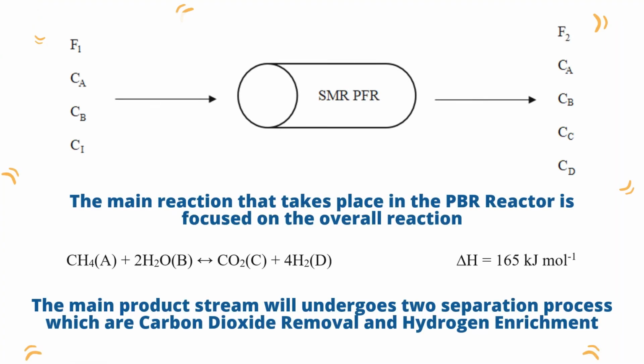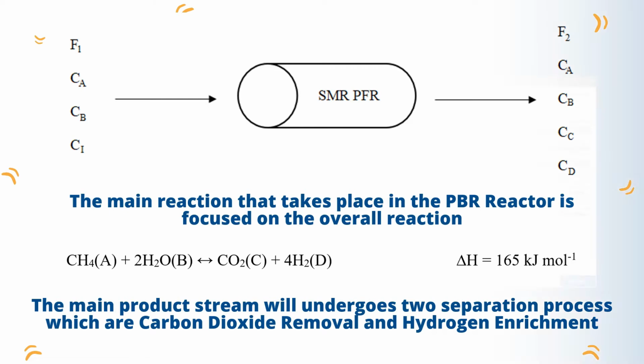So the main reaction that takes place in the PBR reactor is focused on this overall reaction over here. Now in Symmetry, the simulation that we are using, PBR is not supplied, so it is used in theory, but in the simulation, we are using PFR. And the main product stream will undergo two separation processes, which are carbon dioxide removal and hydrogen enrichment.